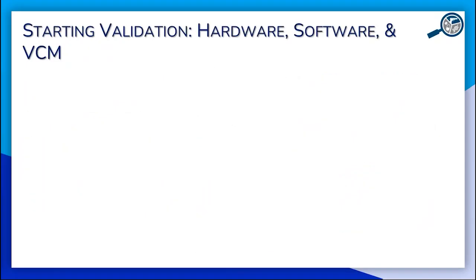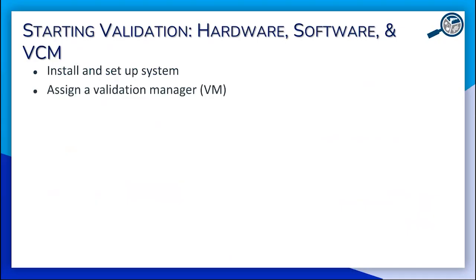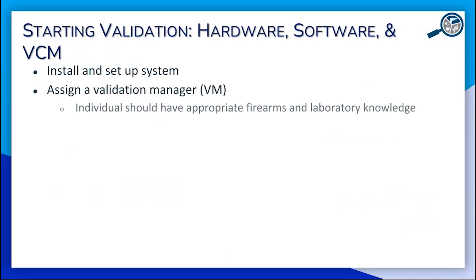So to wrap up here, how do we get started? How do we get started on a validation? Well, the first step is install and set up your system. That's fairly obvious, but you're going to have the initial setup, and the manufacturer should provide some assurance that it is working properly. Then you should or shall assign a validation manager. Ultimately, there should be one person that is responsible for the validation. And this person should have appropriate firearms and laboratory knowledge to complete the task at hand.